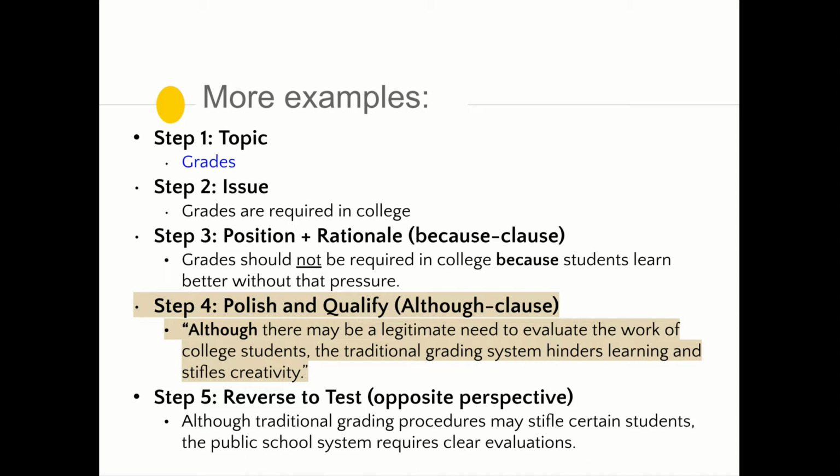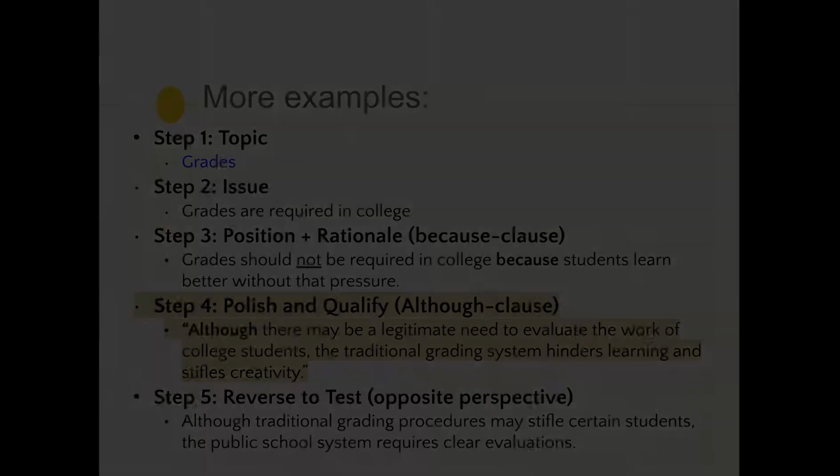But first, we have to double check that another side exists and that it's worth taking the time to make this argument. So, step 5, the reversal. Although traditional grading procedures may stifle certain students, the public school system requires clear evaluations. Okay, so both of those arguments in step 4 and step 5 make sense and are defendable and could become an essay. So your test reveals that yes, your step 4 will be a good thesis to go on.